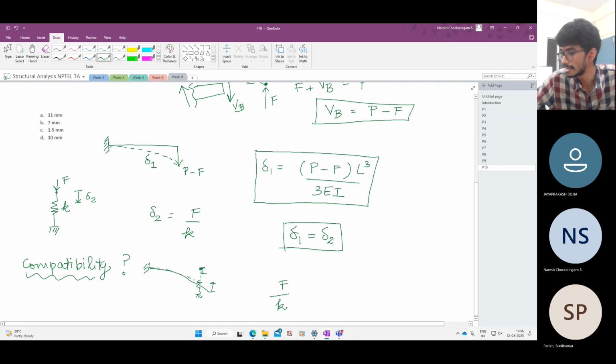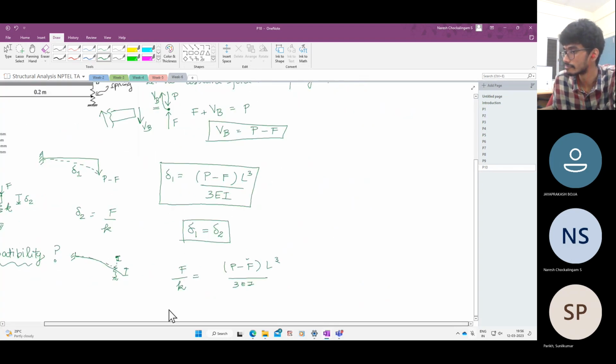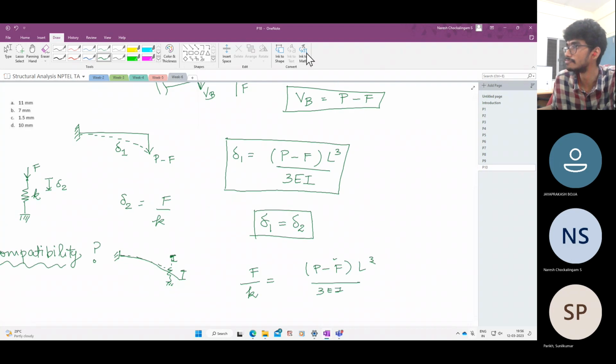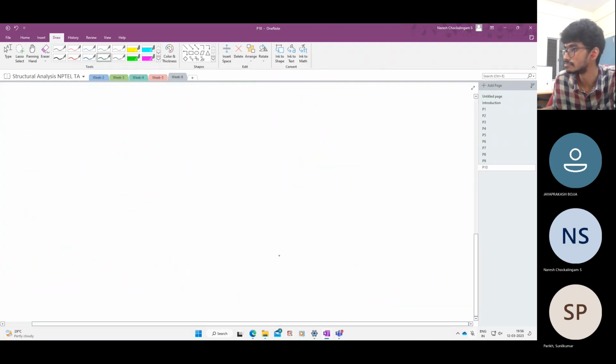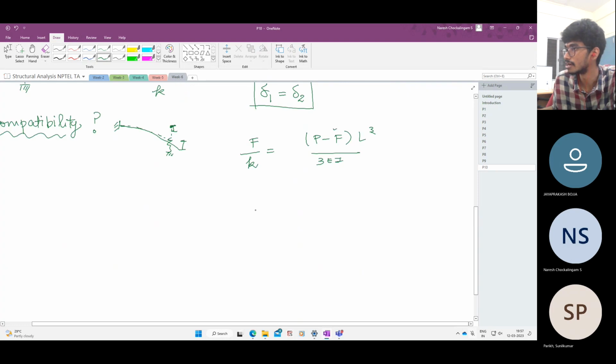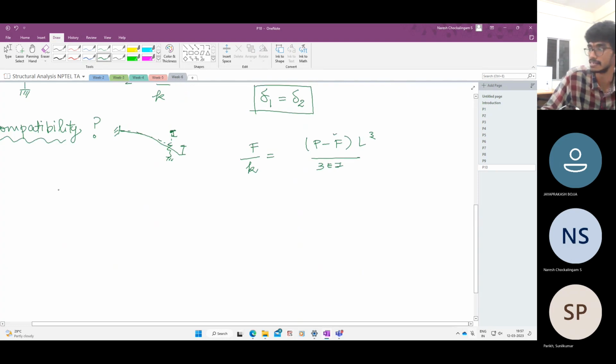So basically, F by K is equal to (P minus F) L cube by 3EI. Now, what is our unknown? F is our unknown. So let us determine F. How to determine F? Just rearrange this equation, right? We'll have F (1 by K plus L cube by 3EI) if we bring everything to this side, is equal to P L cube by 3EI.